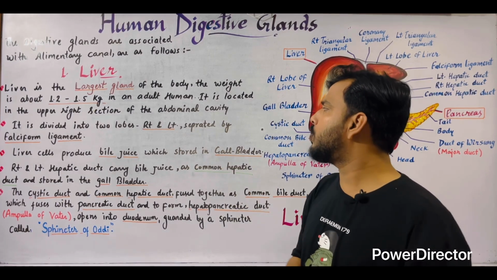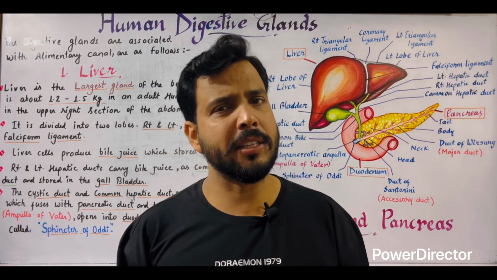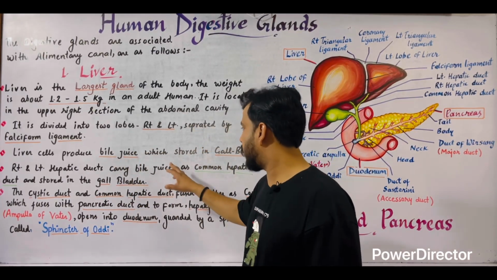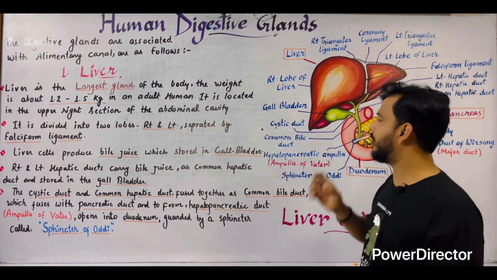Liver cells produce bile juice. The liver consists of liver lobules or hepatic cells. Hepatic cells, or liver cells, produce the bile juice, which is stored in the gallbladder.